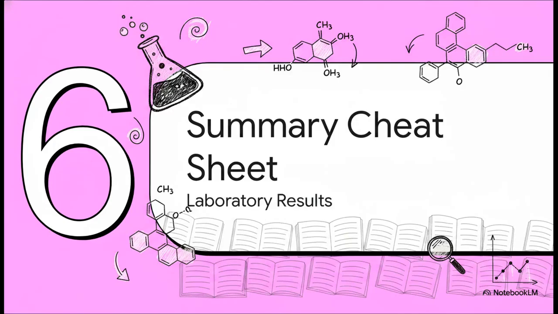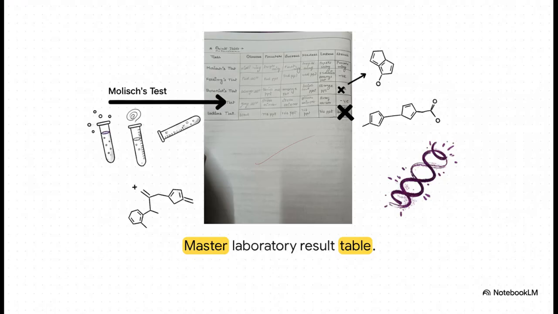Section 6, Master Summary Cheat Sheet. Laboratory Results. Let's wrap up this high-yield review with a definitive cheat sheet. Seriously, you might want to screenshot this right now. This table flawlessly summarizes every single laboratory observation for your monosaccharides, disaccharides, and starch.